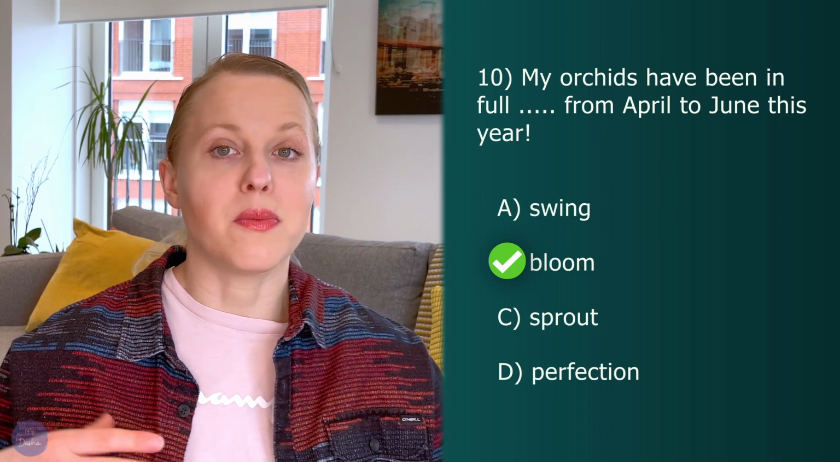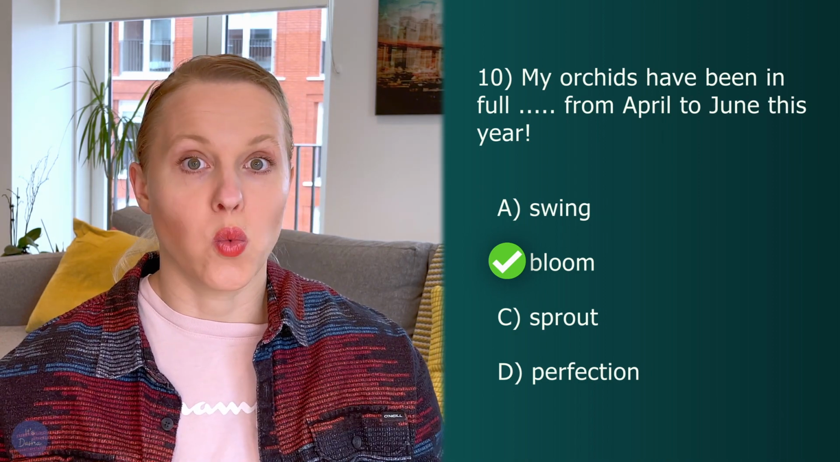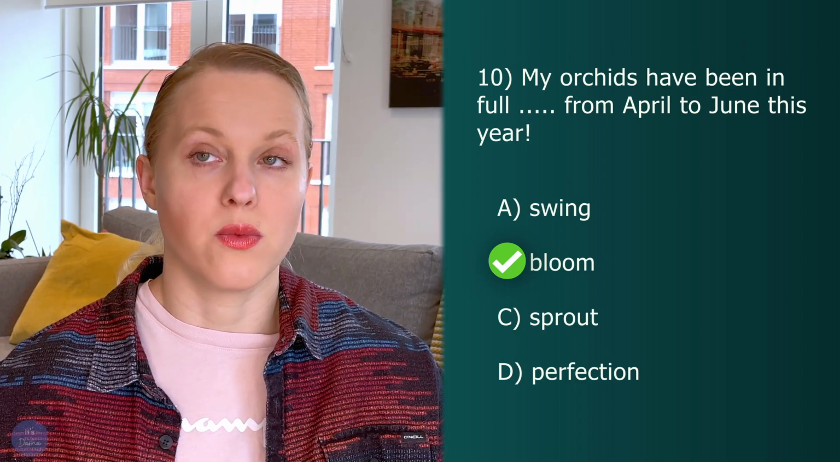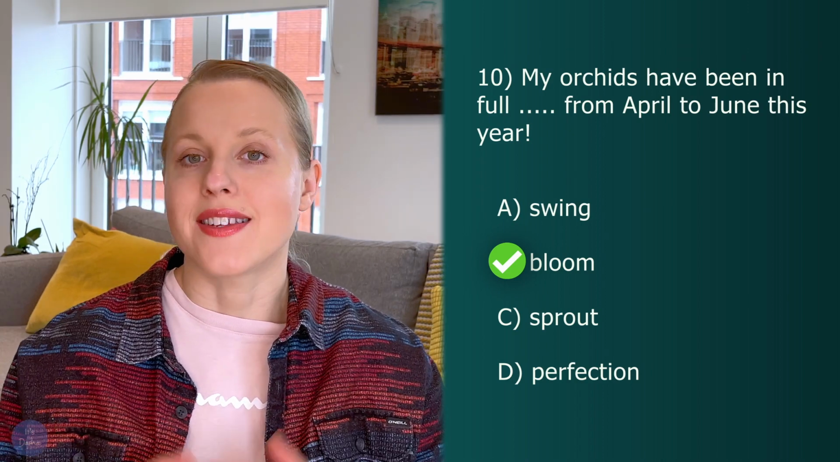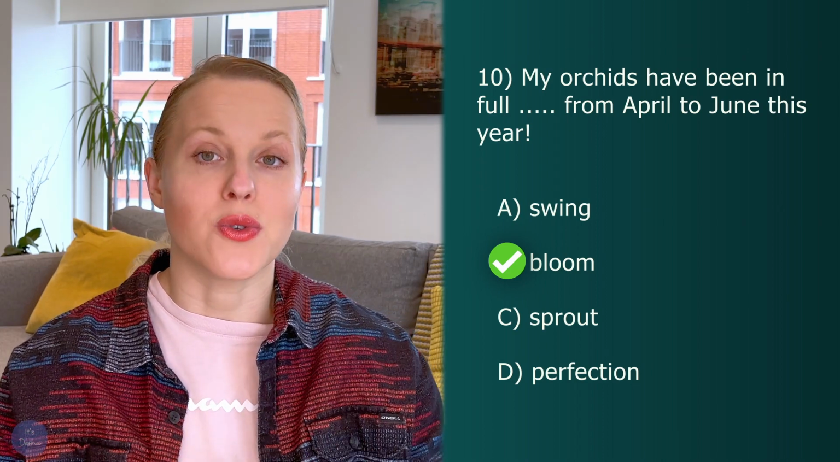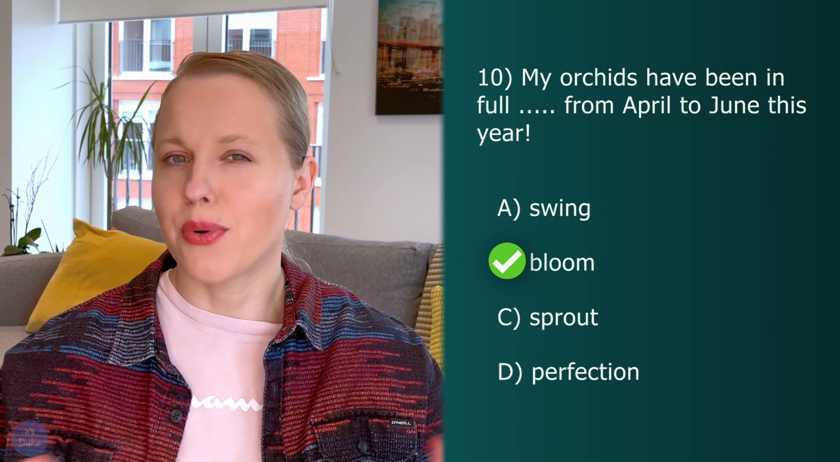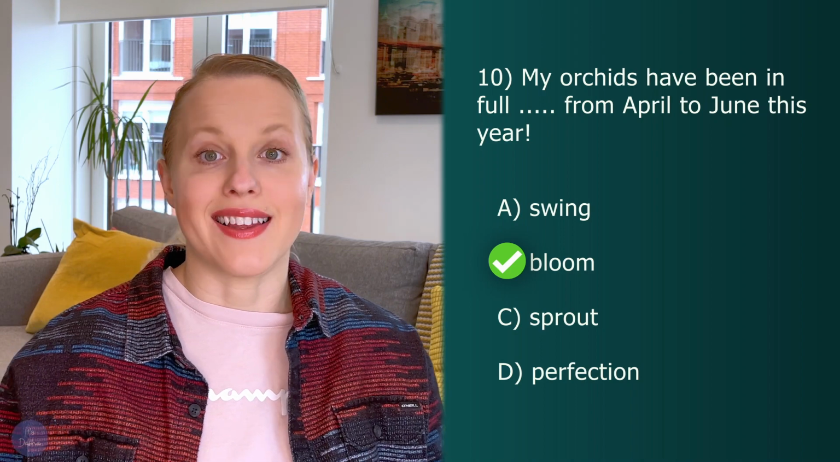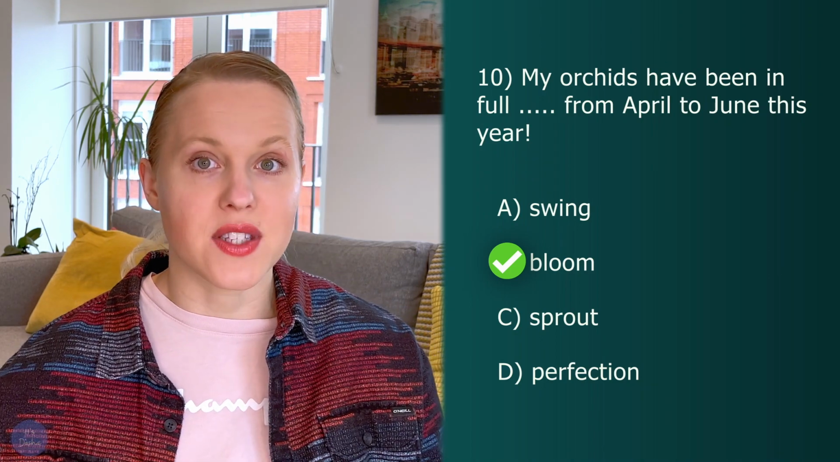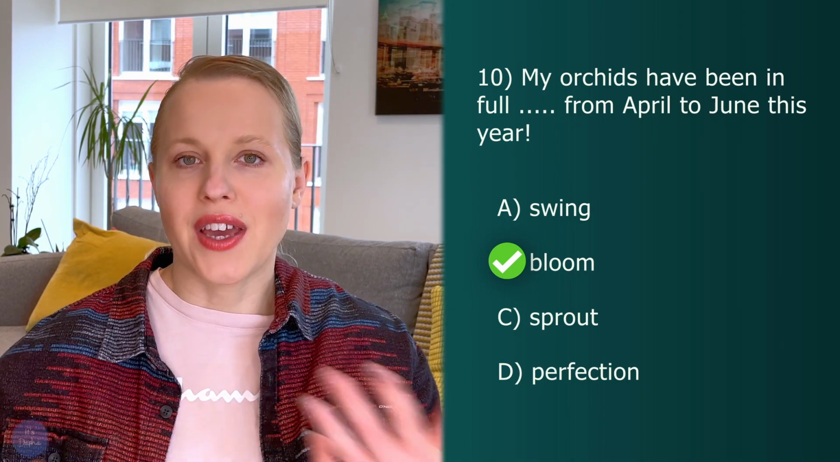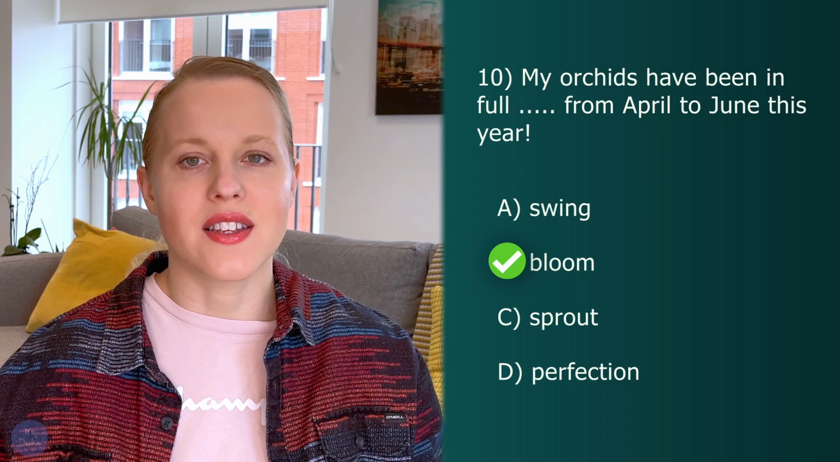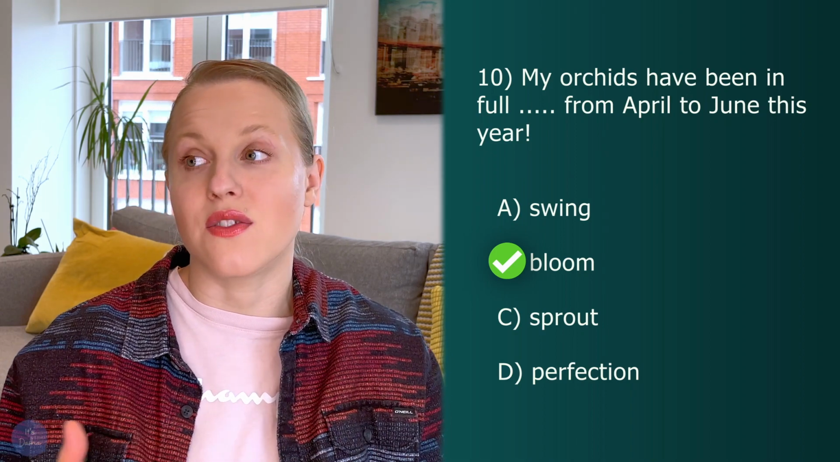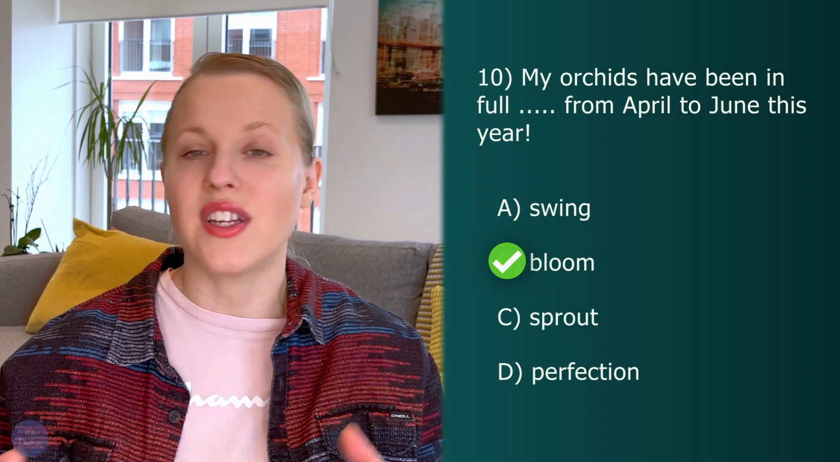Now, to bloom means to produce flowers, which is what orchids do. Well, some orchids. Whereas sprout means to produce leaves, which isn't appropriate for this sentence since we don't normally care if a plant like an orchid is producing leaves. We want flowers. And perfection isn't the right answer either, since saying that something is in full perfection doesn't really sound right. And that's it for today's test.